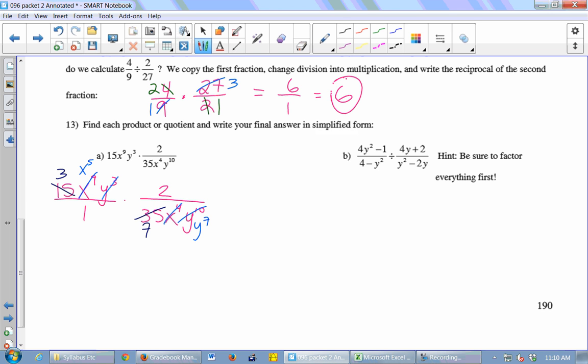So once I multiply these, I have 3 times x to the 5th times 2, which is 6x to the 5th. And on the bottom, I have a 7 and a y to the 7th.